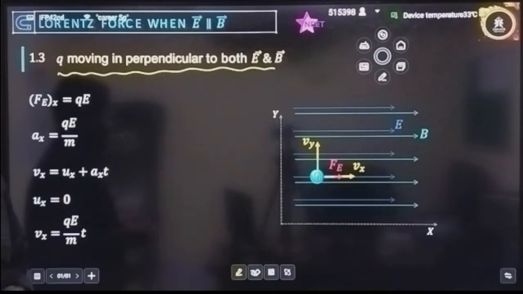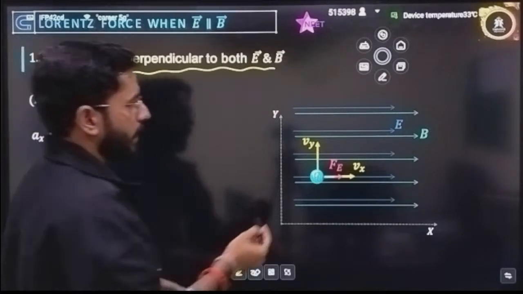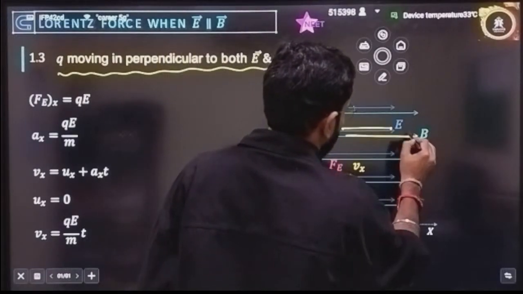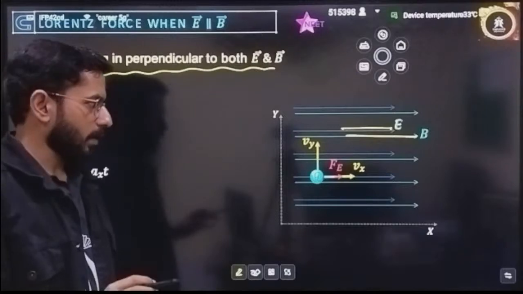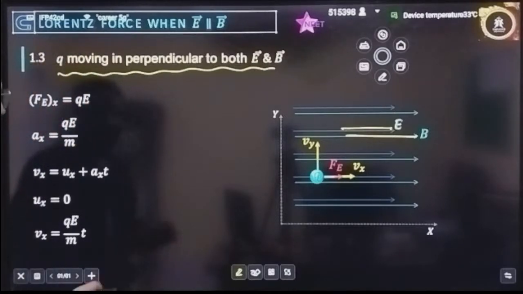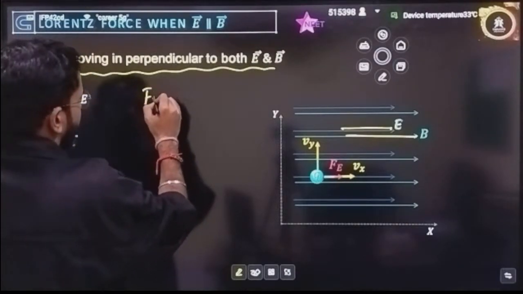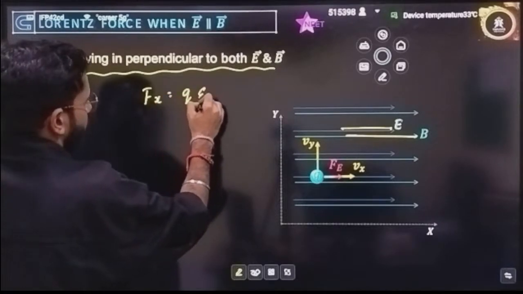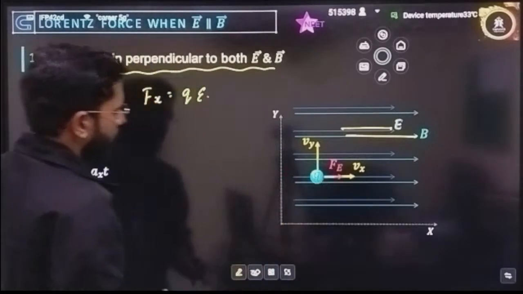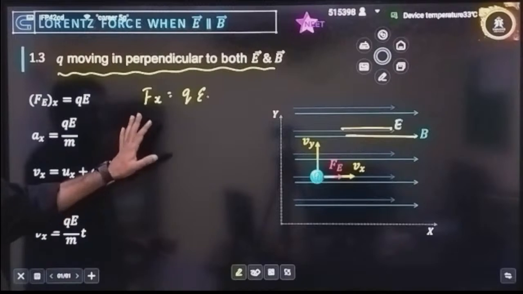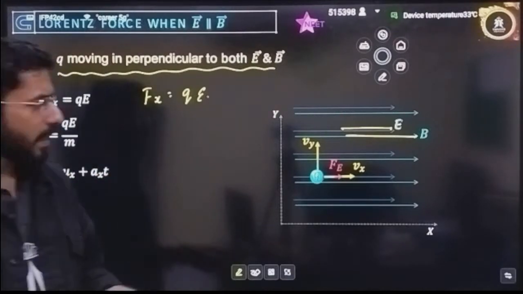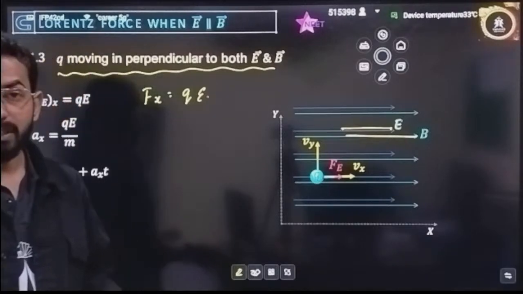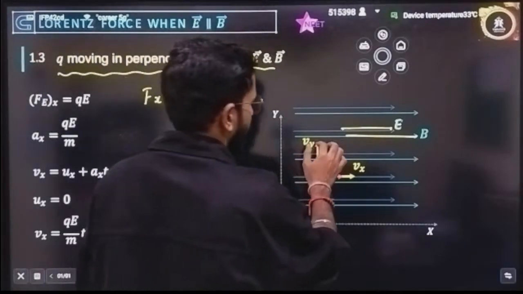It is moving perpendicular to both electric field and magnetic field. In these kinds of cases, what will be happening? Here electric field and magnetic field are parallel to each other. Now you have to write what kind of motion it is going to follow. See, firstly write what is the force that is present in x direction. It will be this electrostatic force, q into E. And what is the direction of magnetic force? How will we calculate it? V cross B. Initially all the velocity is in y direction.